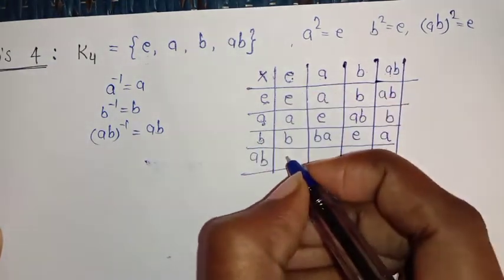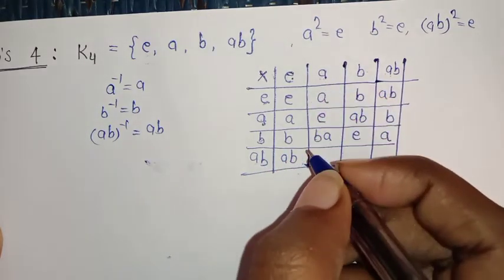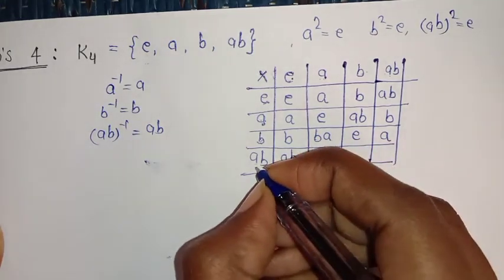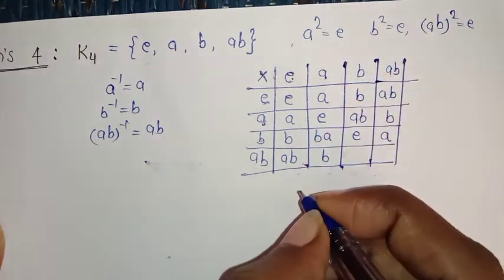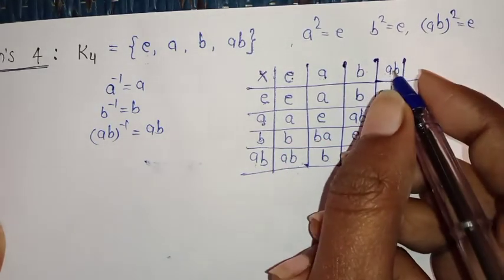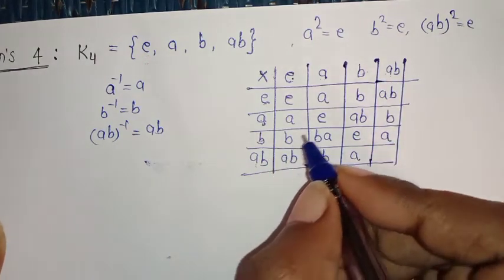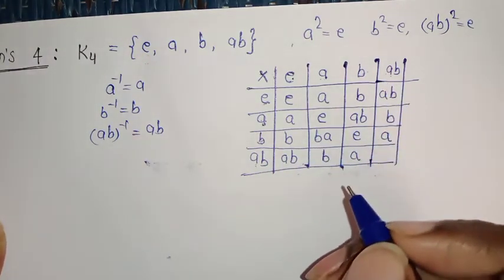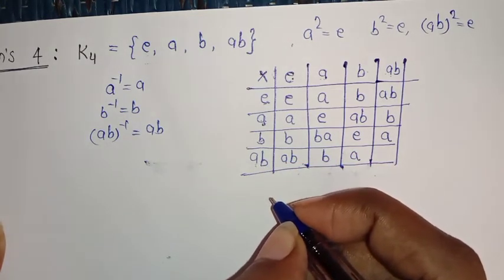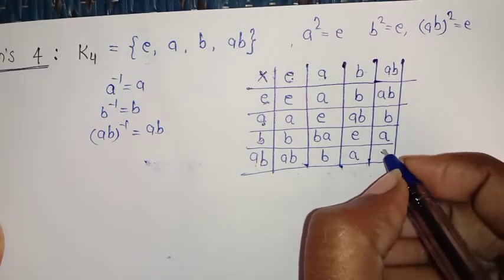Now the last row. AB multiplied by E gives me AB. AB multiplied by A becomes A square B. A square is identity, so we get B. AB multiplied by B gives AB square, B square is identity, so we get A again. AB multiplied by AB becomes A square B square, and we know that A square is also equal to identity and B square is also equal to identity. So whenever we multiply two identities together, we again get an identity.